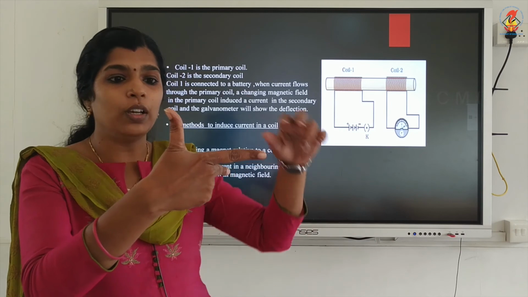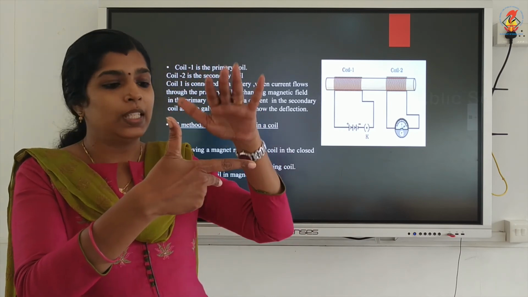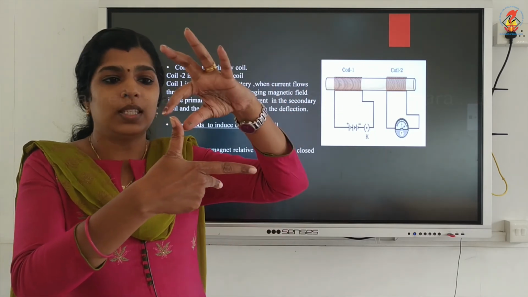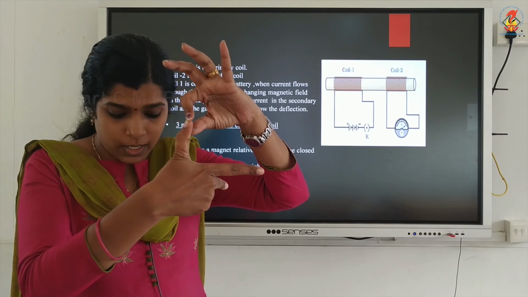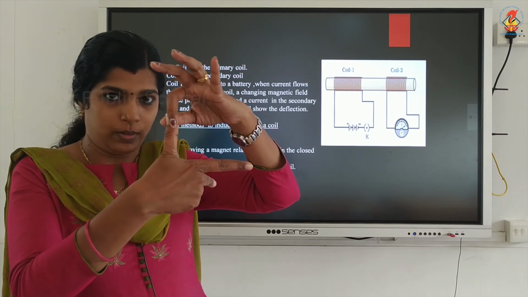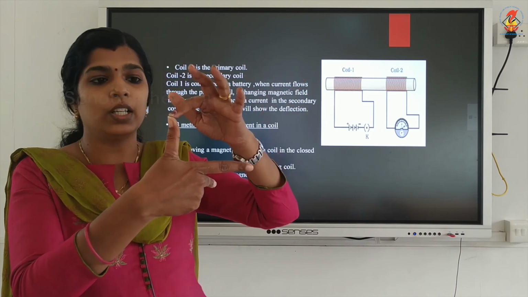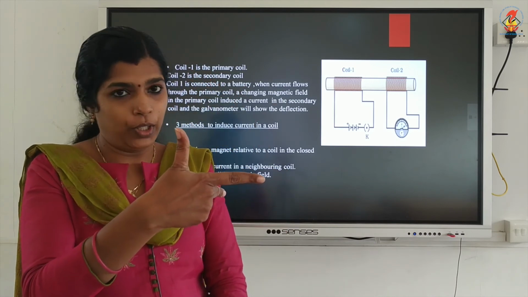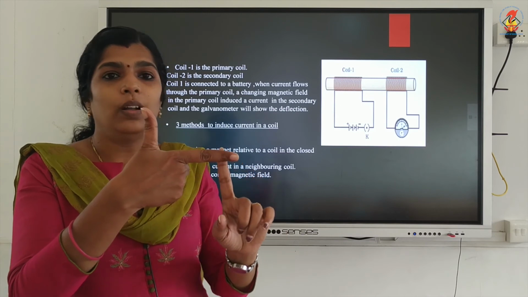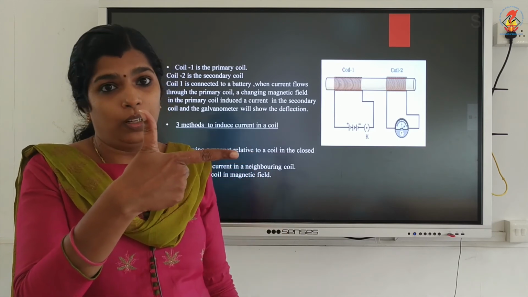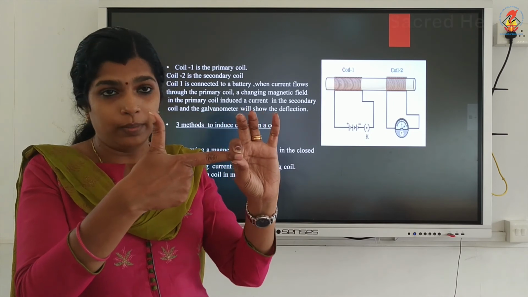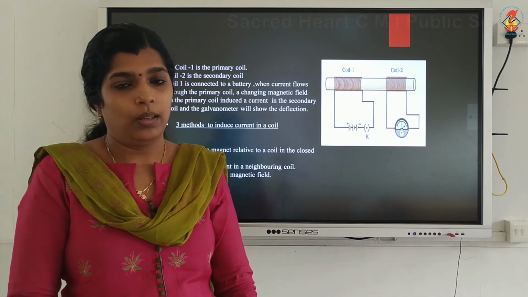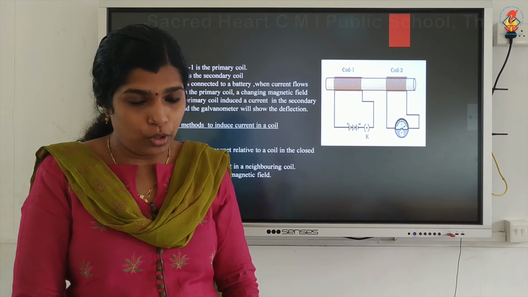Stretch the three fingers of your right hand in such a way that they are mutually perpendicular to each other. Then, the thumb will represent the direction of movement of the conductor. The forefinger represents the magnetic field. Then the middle finger will give you the direction of the induced current.